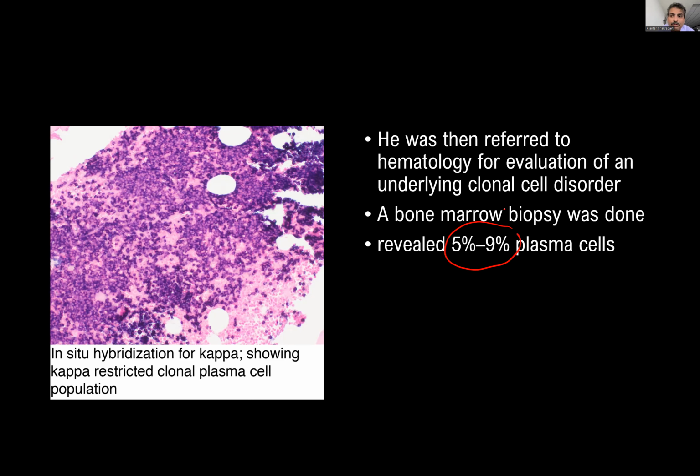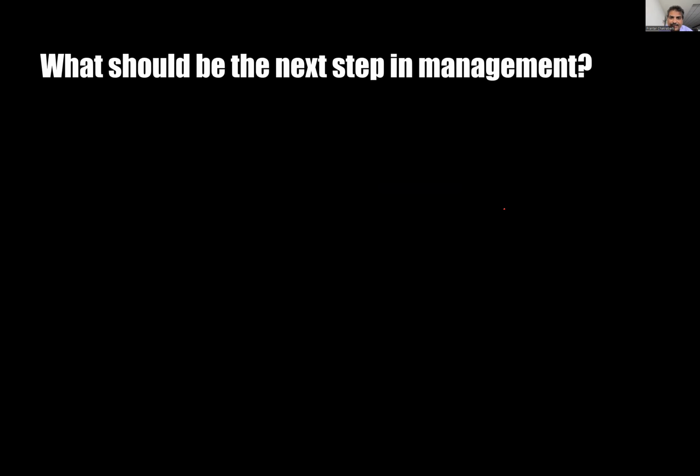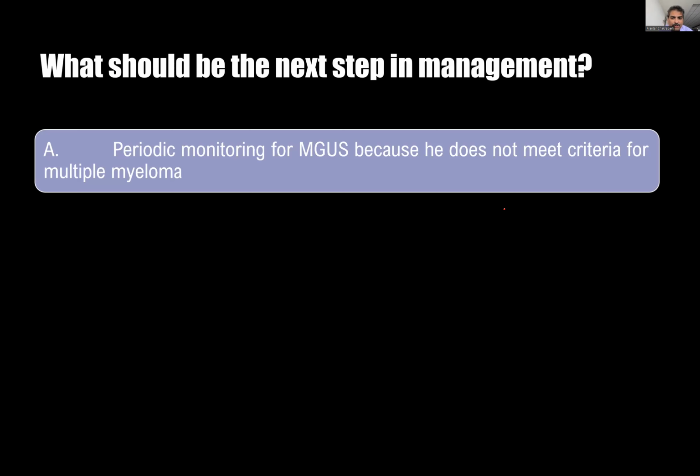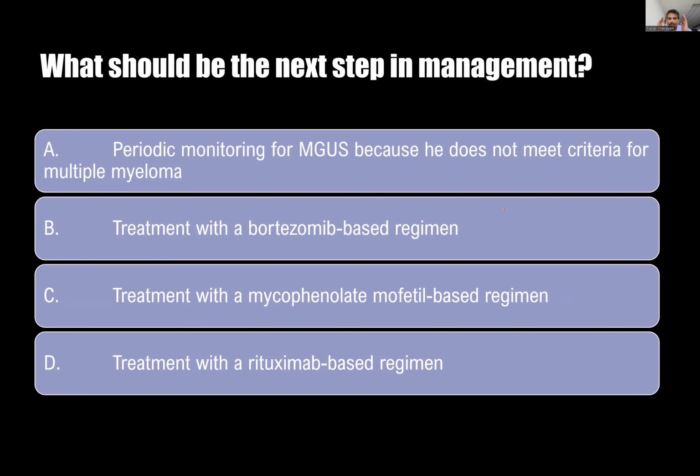Now, if you highly believe in semantics, that says 10%. But if these plasma cells are clonal, we do not bother for the percentage. This is a clonal disease. Skeletal survey was negative for lytic lesions. So now tell me what should be the next step in management. Fast fingers, please. Tell me, what would you like to do?